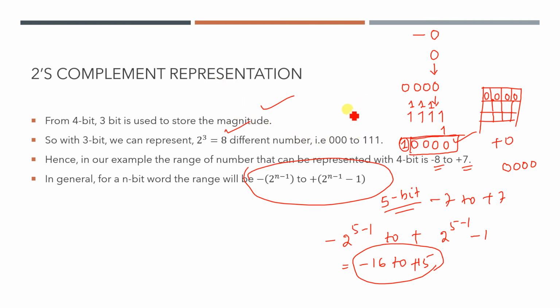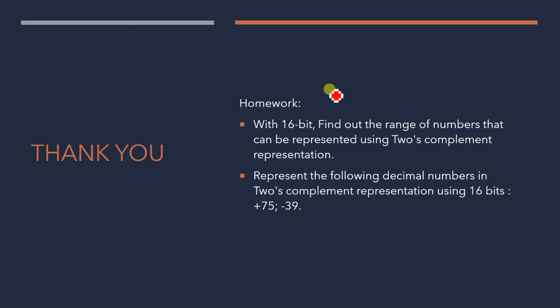So that's all for 2's complement representation, and you can see the problem of -0 and +0 has been solved by 2's complement representation. Here I want to conclude that 2's complement representation is the only representation where we can store negative numbers quite easily as compared to other representations. So that's all for today's class.